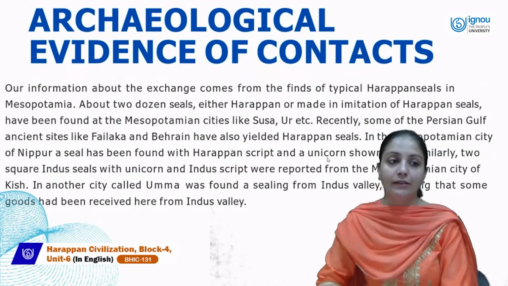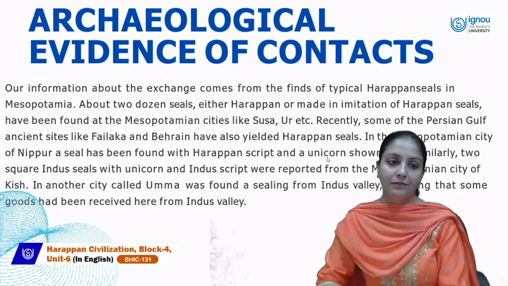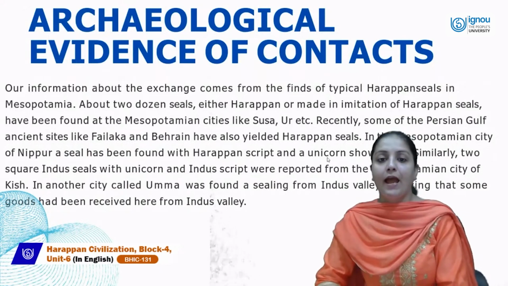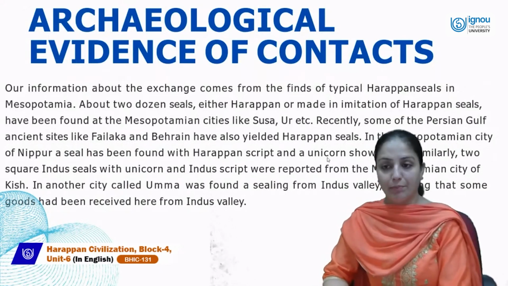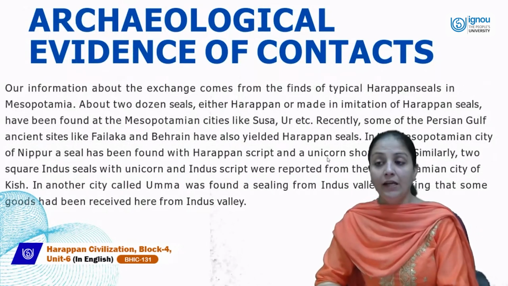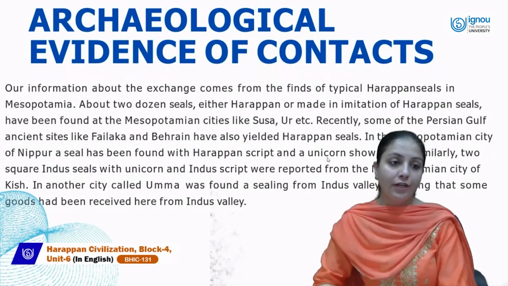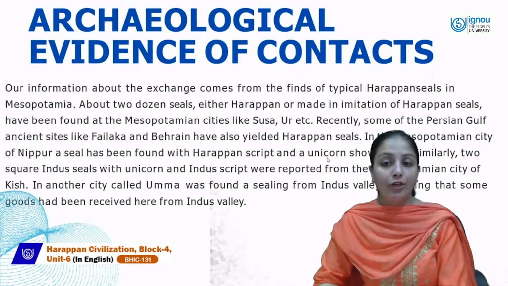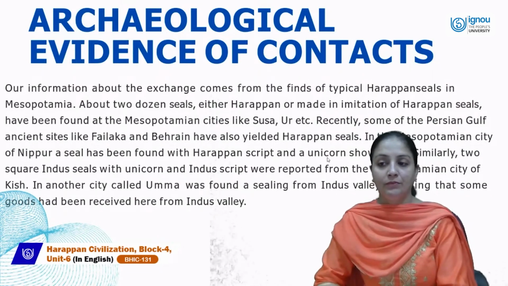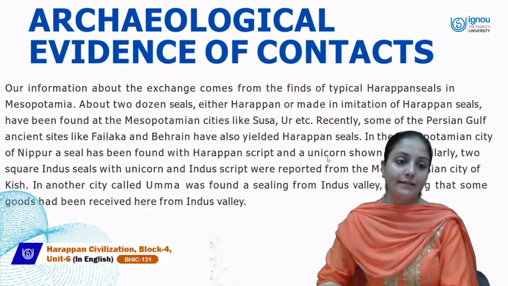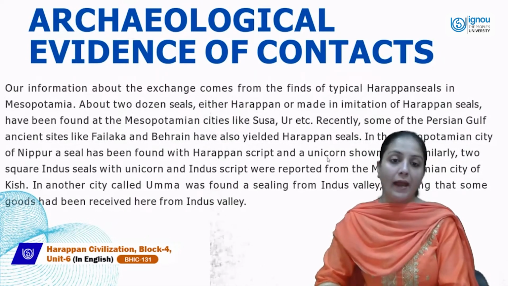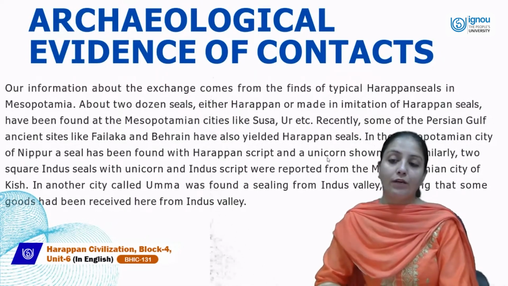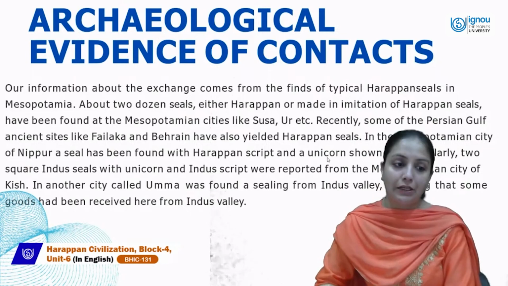Recently, some ancient Persian Gulf sites like Failaka and Bahrain have also yielded Harappan seals. In the Mesopotamian city of Nippur, a seal has been found with Harappan script and a unicorn shown on it. Similarly, 2 square Indus seals with a unicorn and Indus script were reported from the Mesopotamian city of Kish.